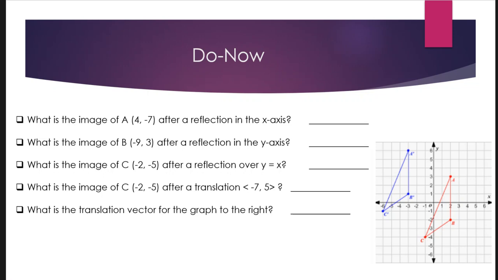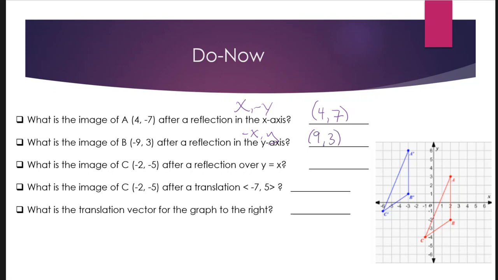So for the first one, it's a reflection on the x-axis. The x-axis is going to be (x, negative y) for the rule. So my new point would be (4, 7). For the next point, it's the y-axis. So the y-axis, it's (negative x, y). The x changes, and that's going to be (9, 3).